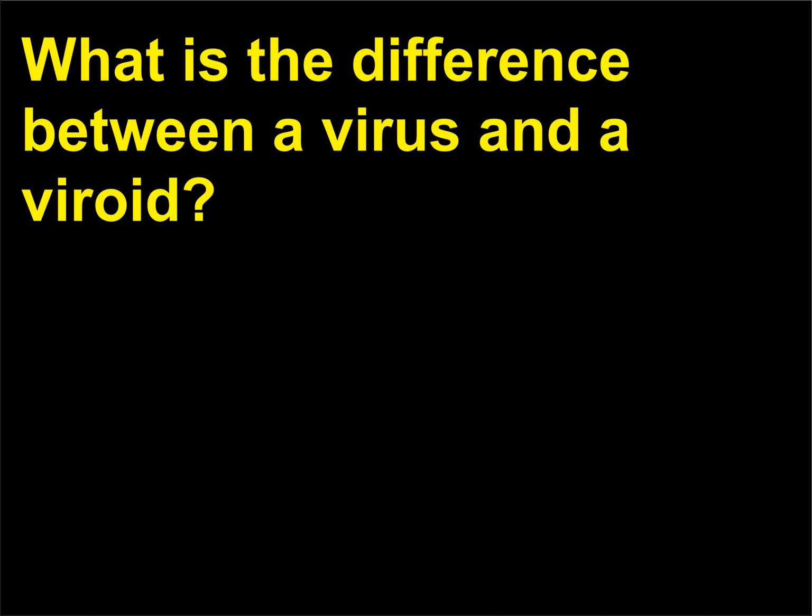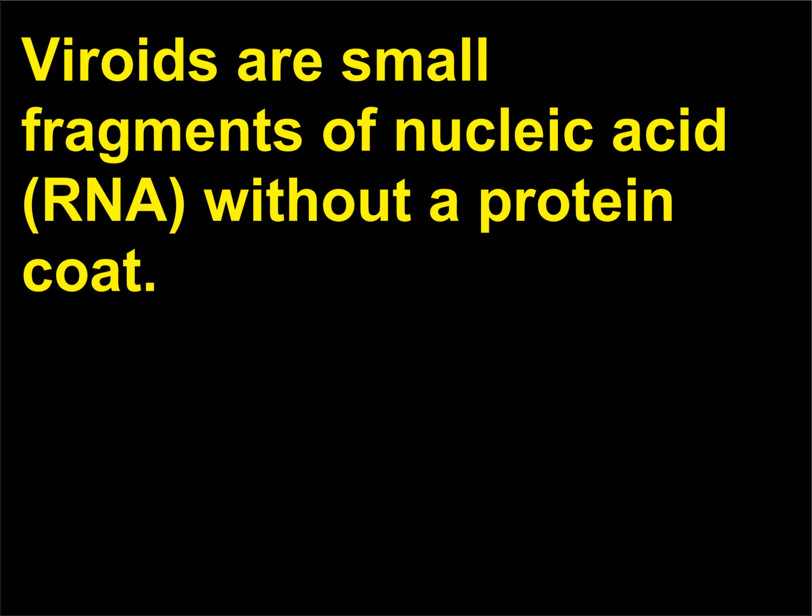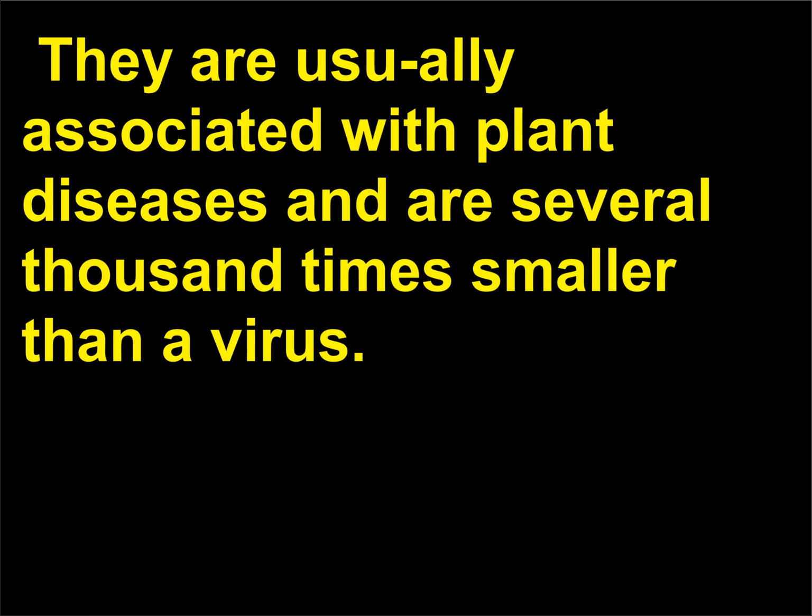What is the difference between a virus and a viroid? Viroids are small fragments of nucleic acid, RNA, without a protein code. They are usually associated with plant diseases and are several thousand times smaller than a virus.